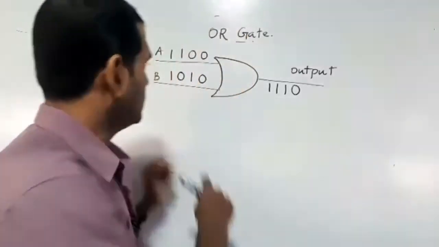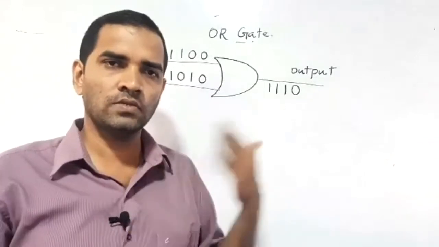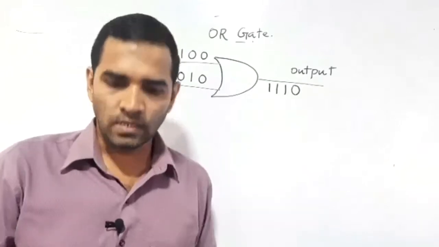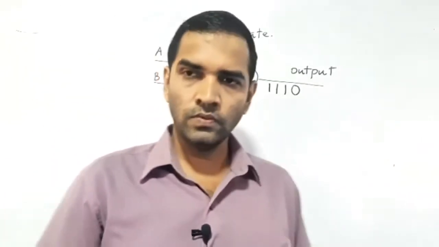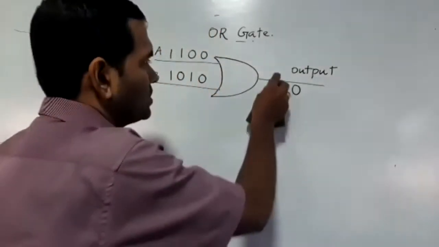See, one is enough, maybe via A or via B. So when one wire has electricity, output is electricity. This is OR gate. Okay, right. So let's display the function of the OR gate in the truth table. Okay, right. So I'm going to delete these things.